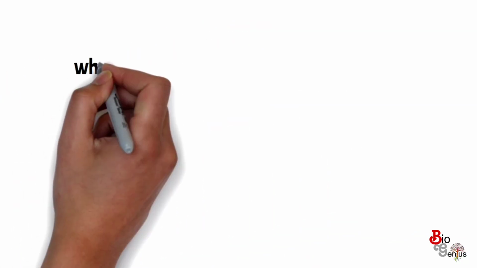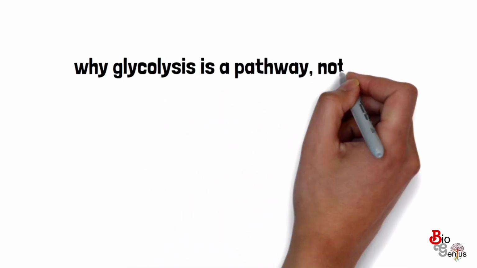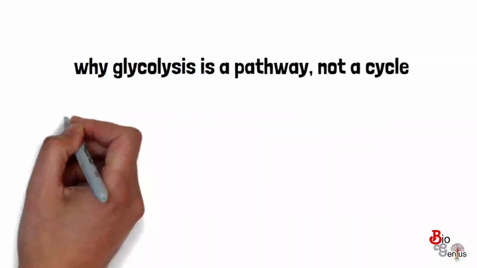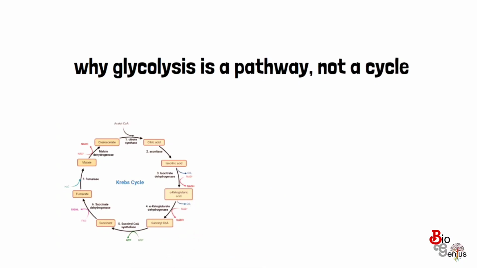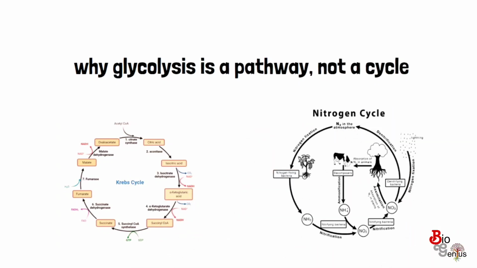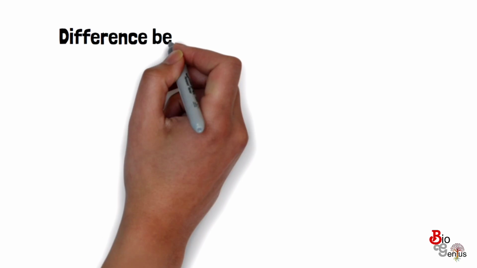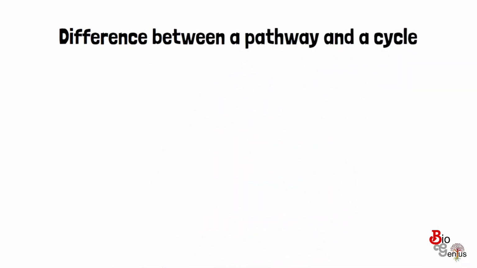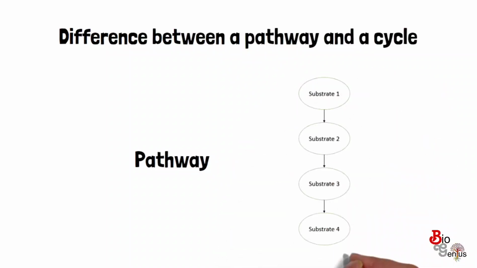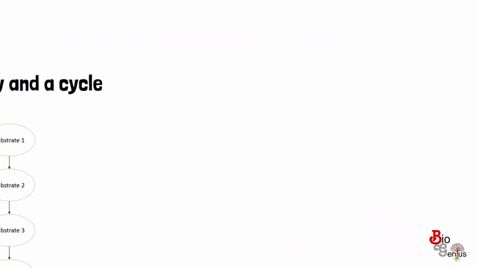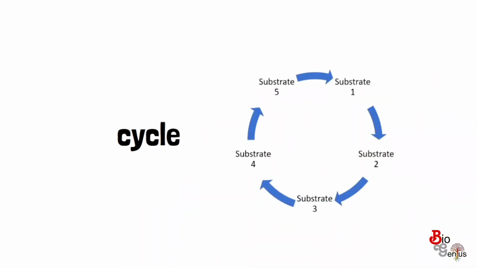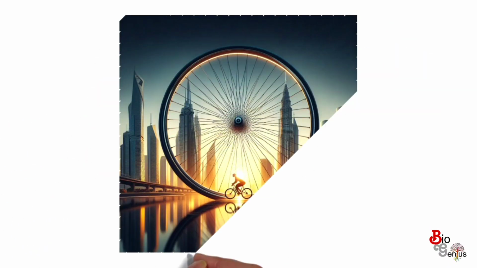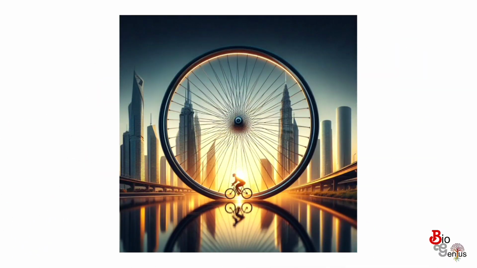Now the question is, why is glycolysis a pathway, not a cycle, like we know Krebs cycle or the nitrogen cycle. So the difference between a pathway and a cycle is that in a pathway, the initial compound is converted to a final product by sequential reactions, but in case of a cycle, substrates and the initial compound are continuously regenerated. Imagine the wheels of a cycle always going round and round.